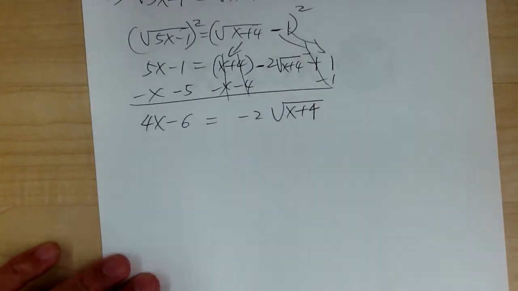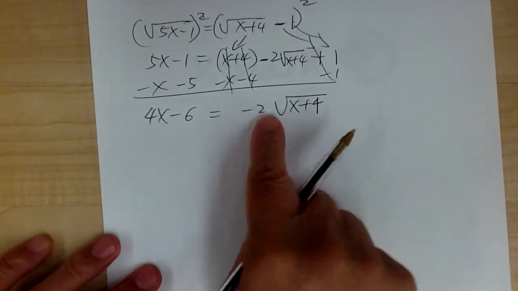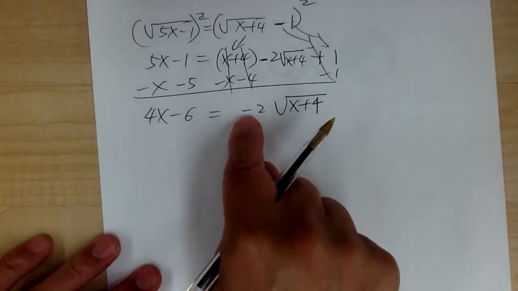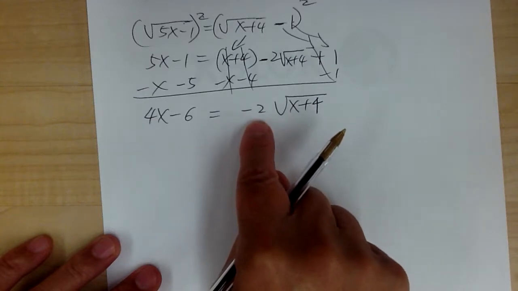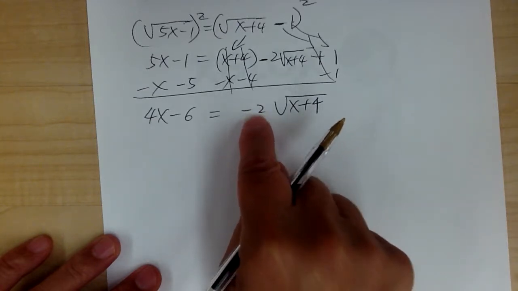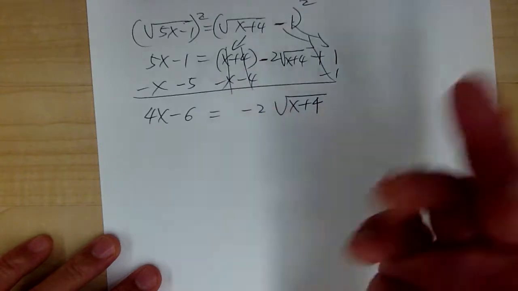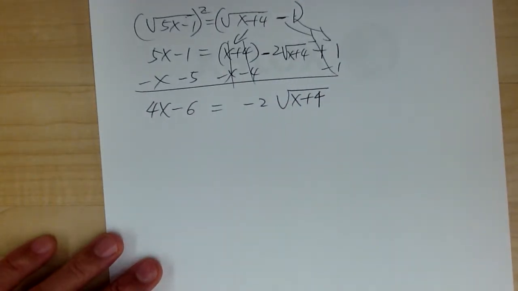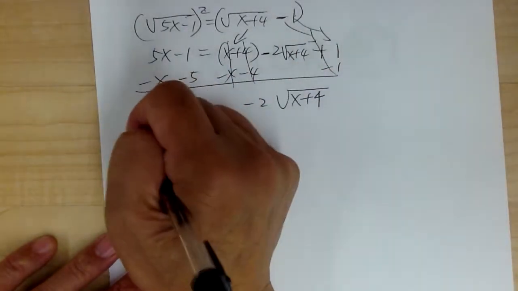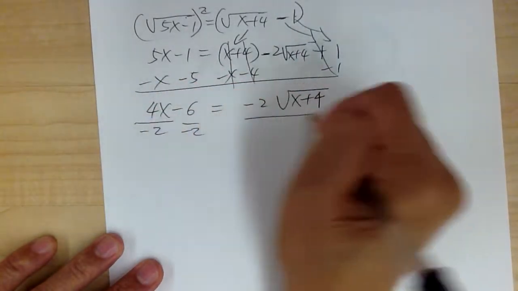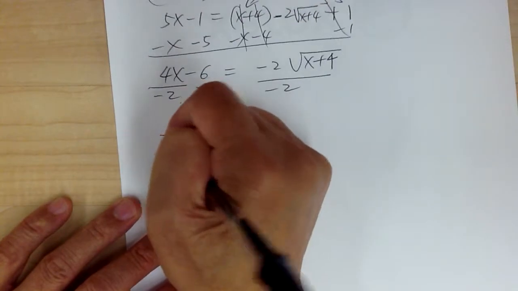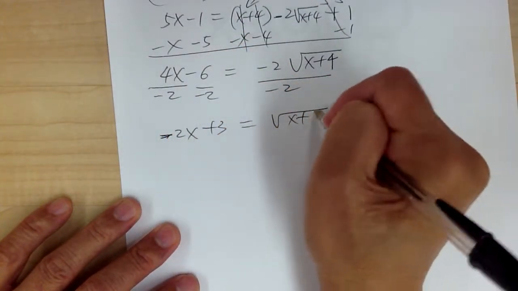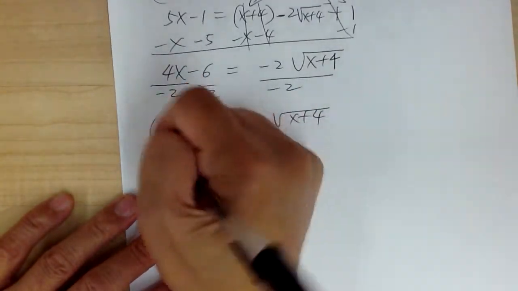Okay, my next step is I am going to get rid of this number. Notice all these are divisible by 2. So let's go ahead and divide it by negative 2. You can divide by 2 or negative 2, it does not matter. Let's divide by negative 2. So I get negative 2x plus 3 equal to square root of x plus 4. Then I'm going to square both sides.